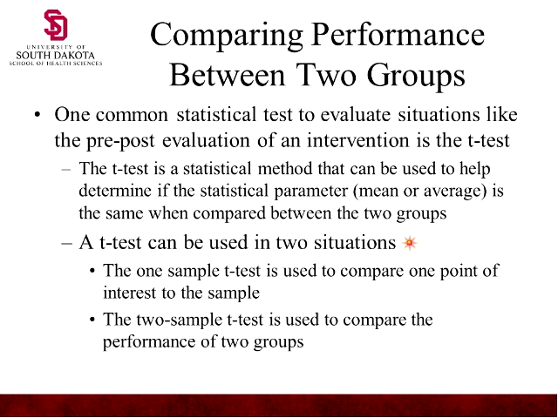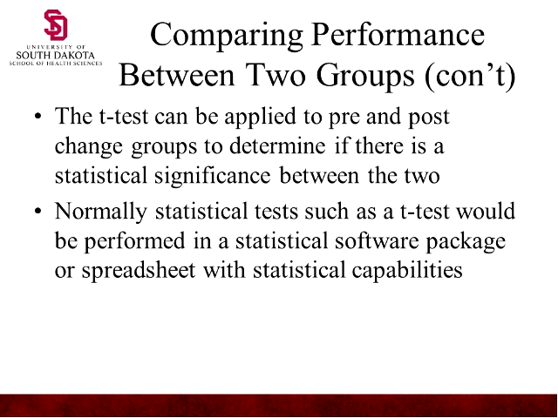And so the t-test can be used in two situations. A one-sample t-test is used to compare one point of interest to the sample. So in other words, we're looking at that single sample. But a two-sample t-test is used to compare the performance of two groups, one group to the other. So the t-test can be a one-sample t-test or a two-sample t-test. And all it does is look at the mean, the average, if you will, between two groups and make some assumptions based on that.